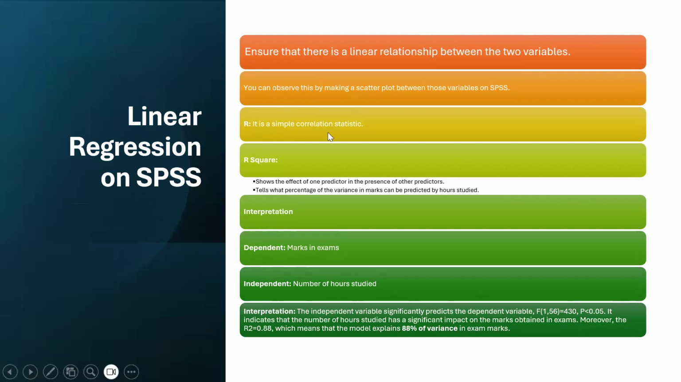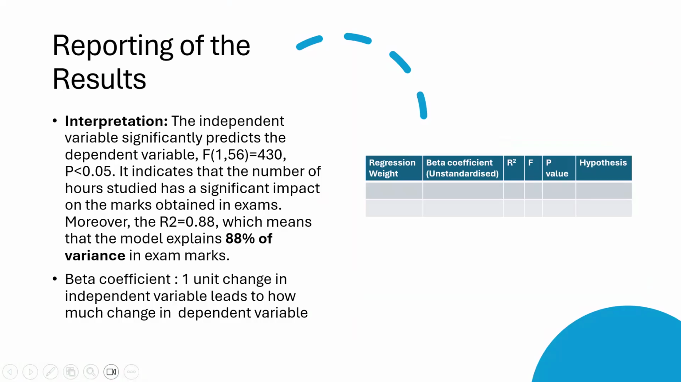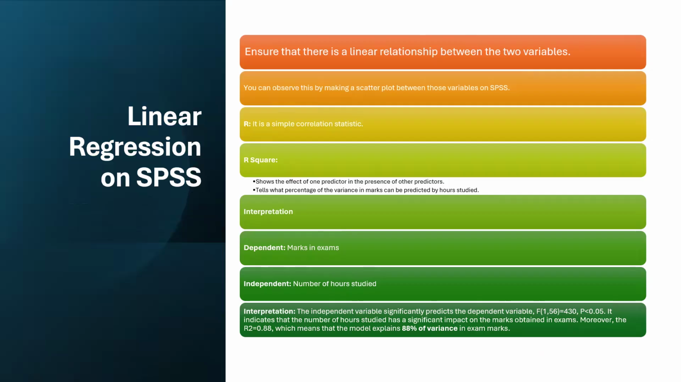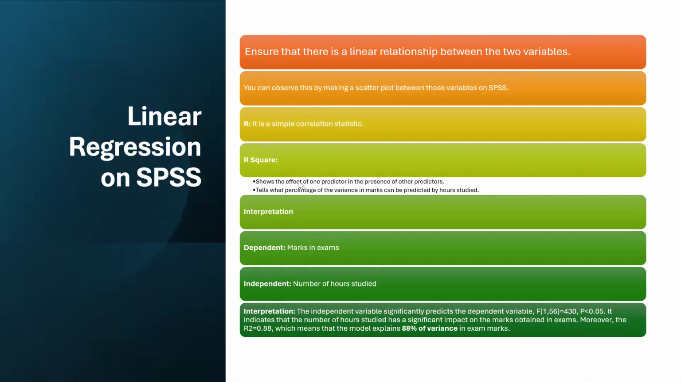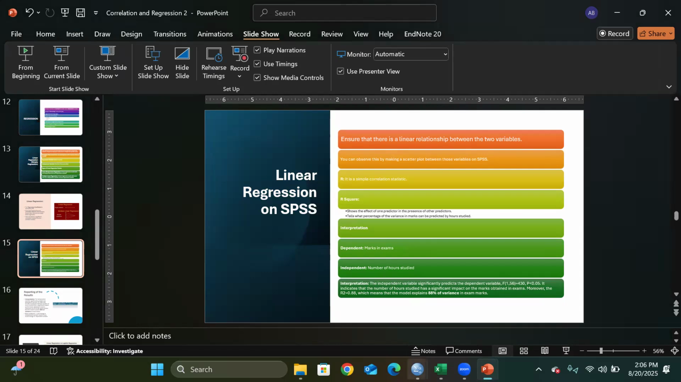And R is used for a simple correlation statistic, and R square, which we will also be using. And then there is an interpretation. Okay. And I will show you guys how to interpret the data. That will actually be in our next session. But let me show you guys how to apply it for the time being.